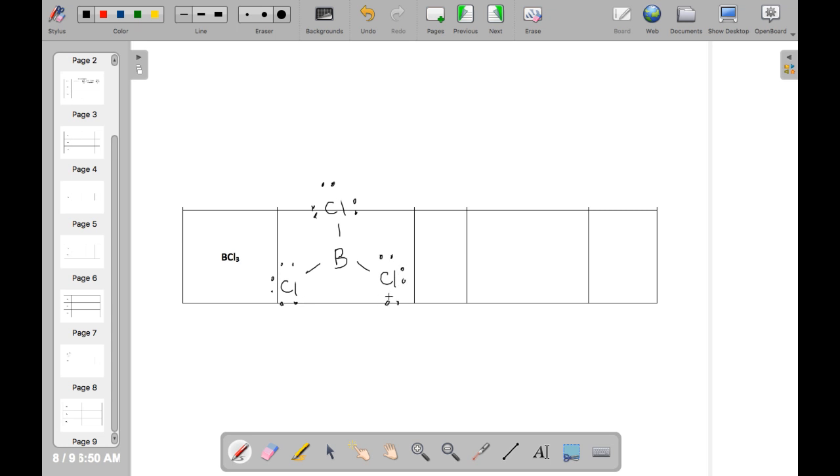All right. This is actually something called trigonal planar, because it's like this little triangle, but it's also flat. It's a flat triangle.